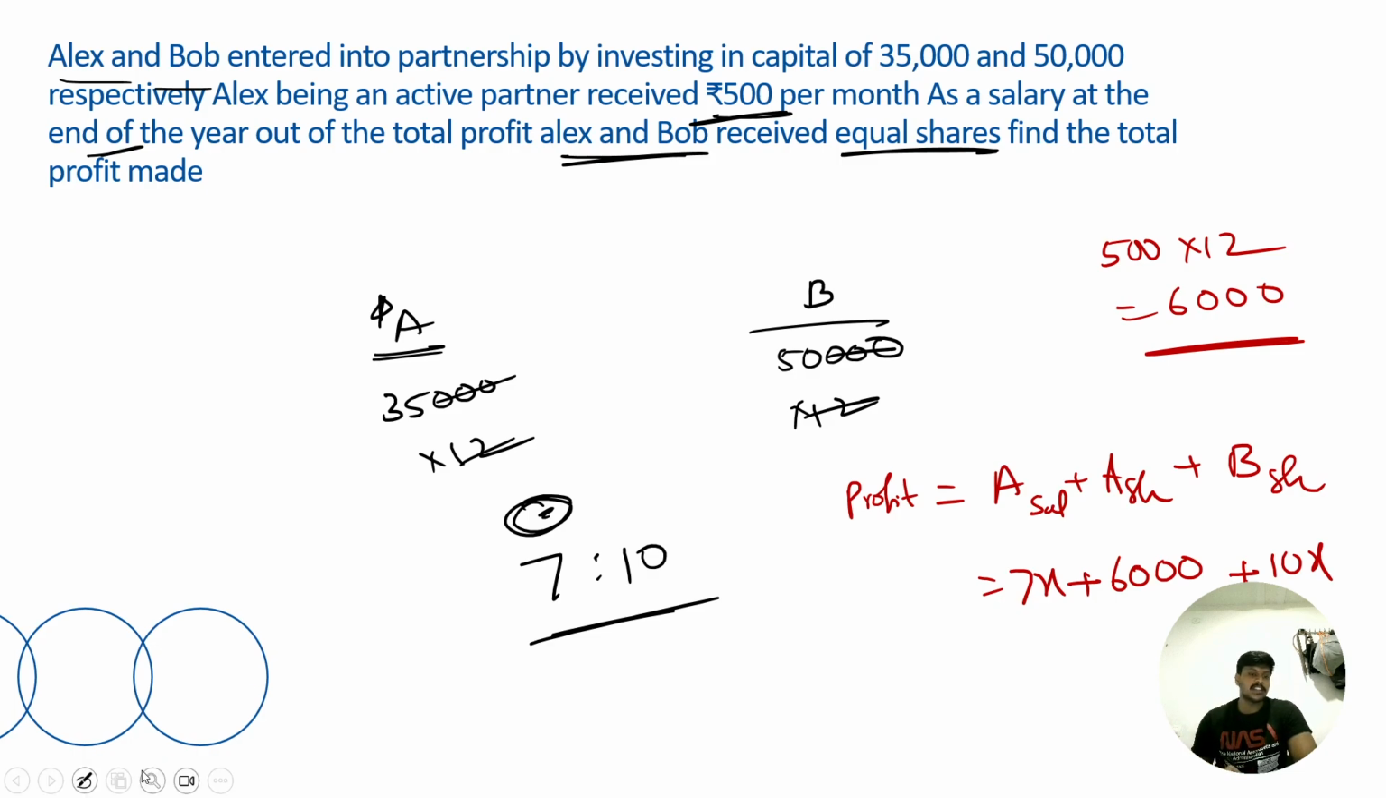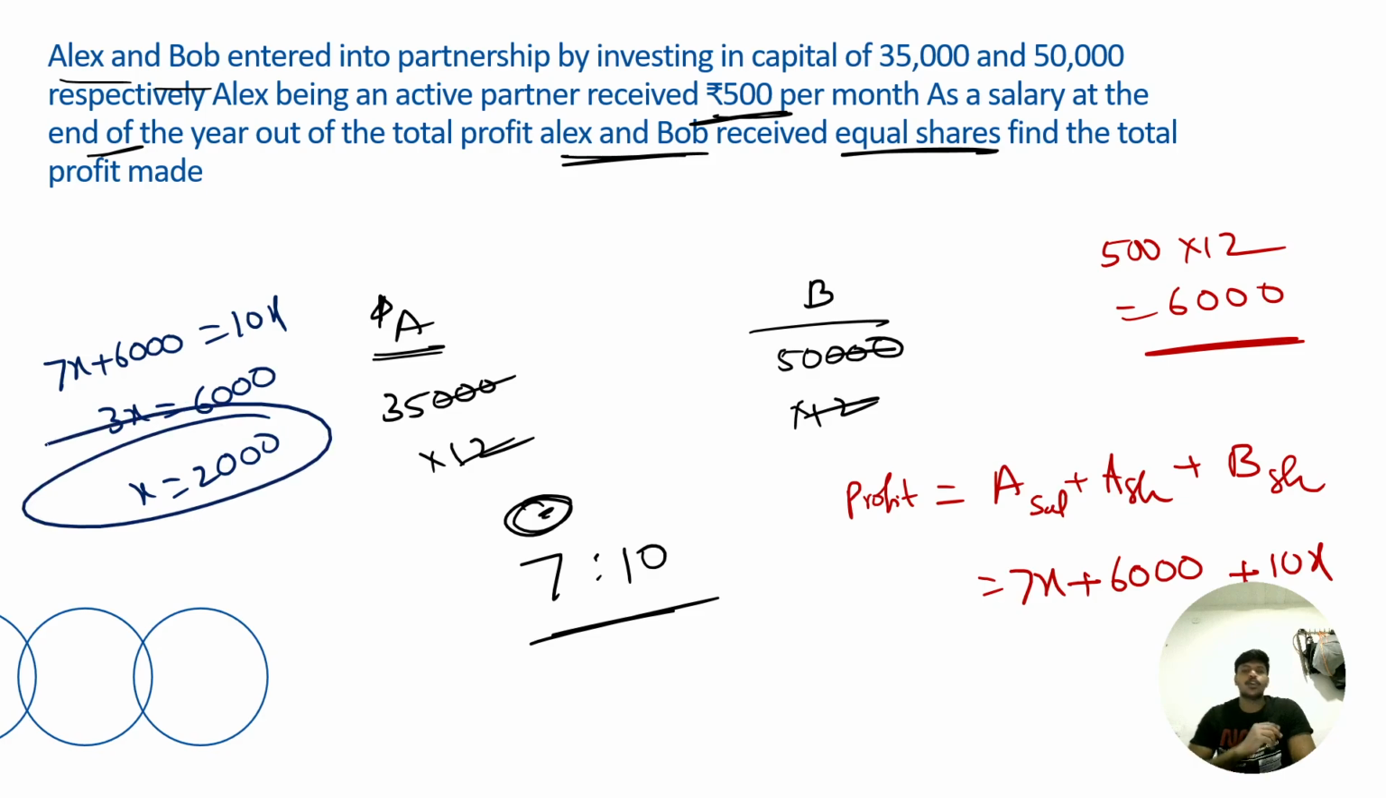But in the problem, he said both of them are receiving equal amounts. That means 7x plus 6,000, that is Alex's value, is equal to Bob's value, 10x. So 3x equal to 6,000. So x is equal to 2,000. That means in our problem, x is equal to 2,000 because both of them are getting equal amounts. So Alex is going to get salary plus share. Bob is going to get just share. That's why I'm equating. I'm finding out the value of x.